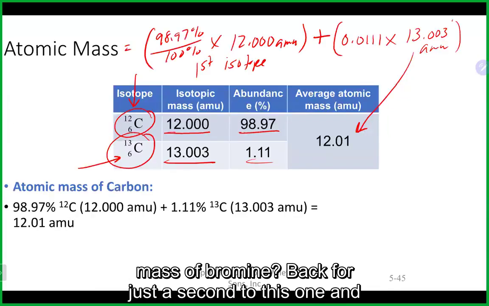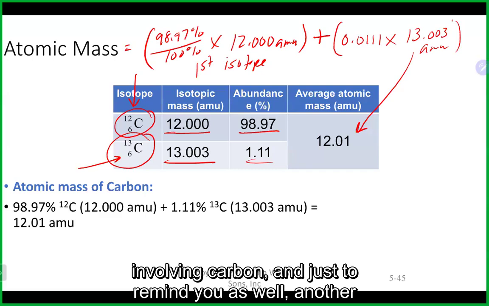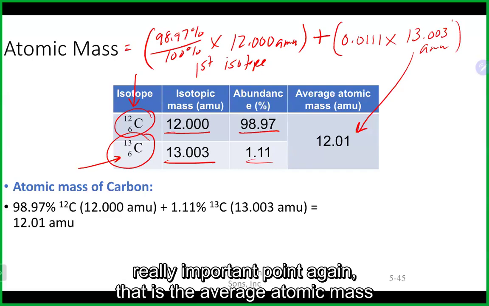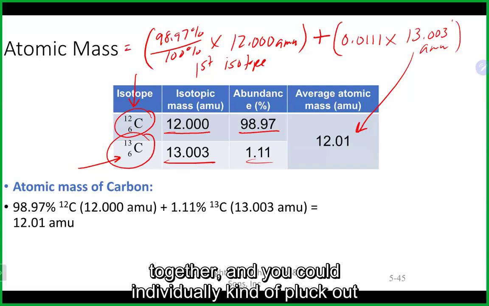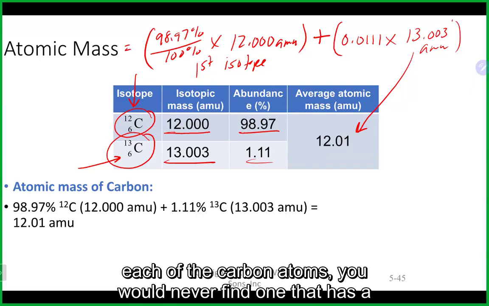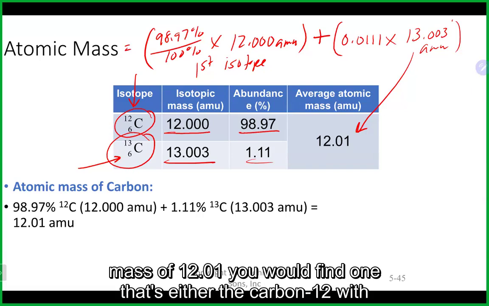Back for just a second to this one involving carbon. And just to remind you, another really important point. Again, that is the average atomic mass of 12.01, which means if you had a bunch of carbon atoms together and you could individually pluck out each of the carbon atoms, you would never find one that has a mass of 12.01.